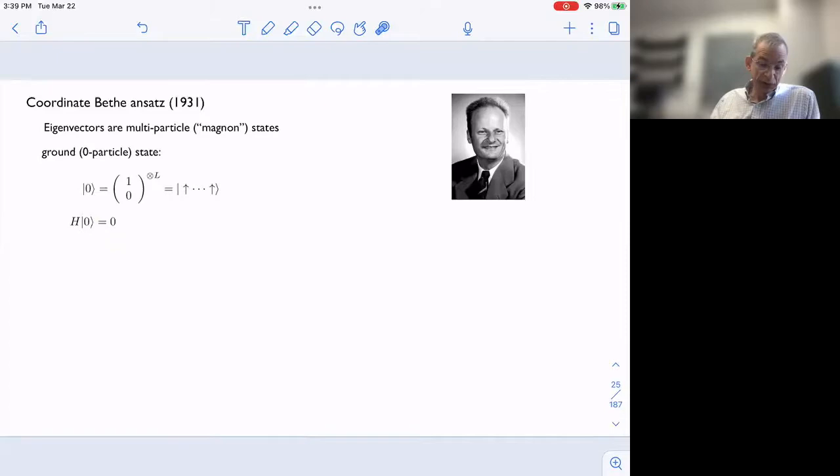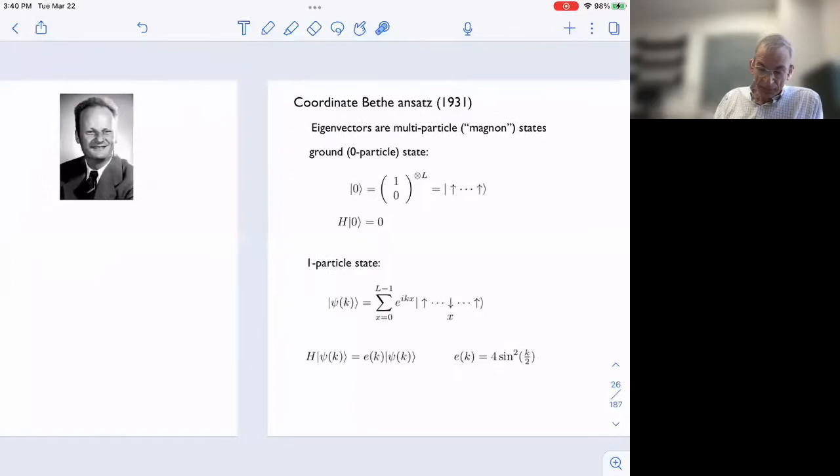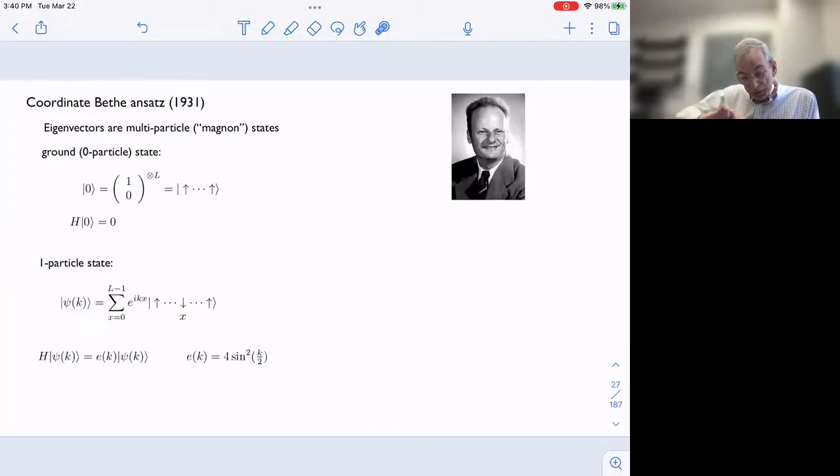Then we can have one particle state. The way to create those is you flip one of these spins at site x. You weigh this vector with weight e to the ikx, and you sum over all the lattice sites from x equals zero to L minus one, and denote that state by psi of k. It turns out that this state with one overturned spin, which corresponds to one particle, is an eigenstate of the Hamiltonian with an eigenvalue I'll call e of k, which is given here. We'll be using this notation later, so let's remember. We can think of this as the one particle energy.